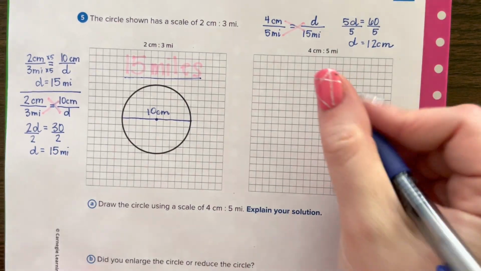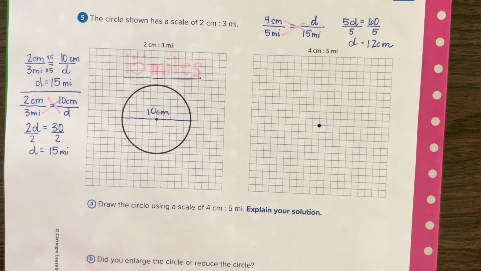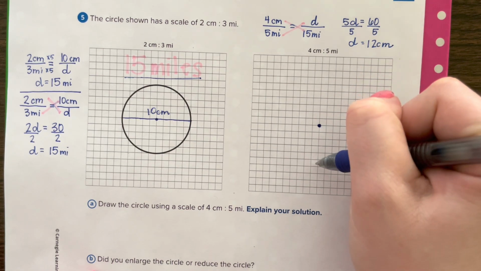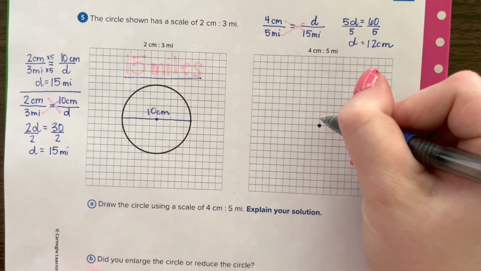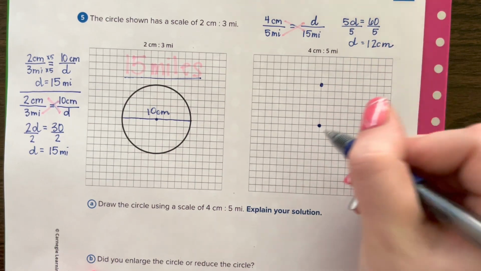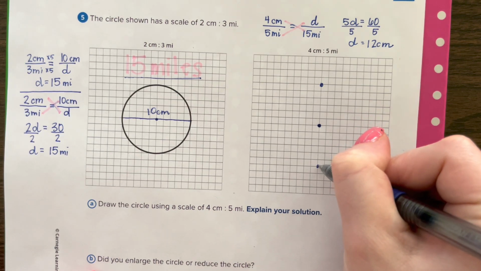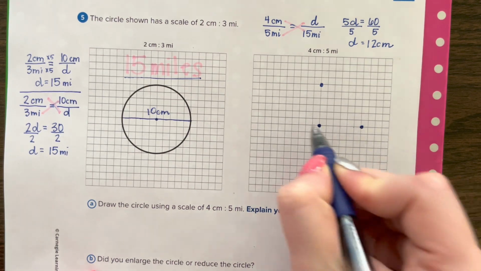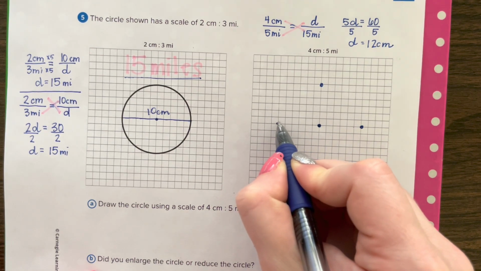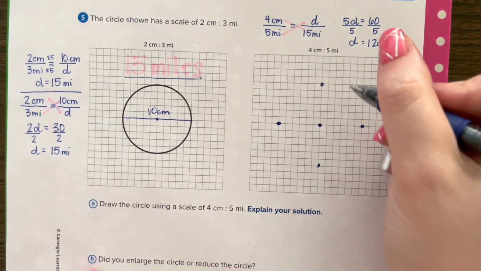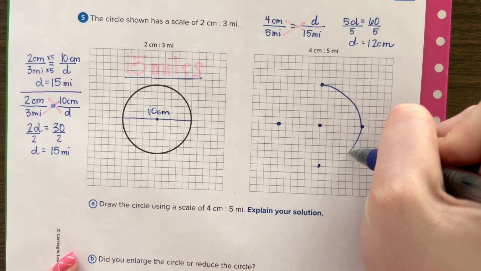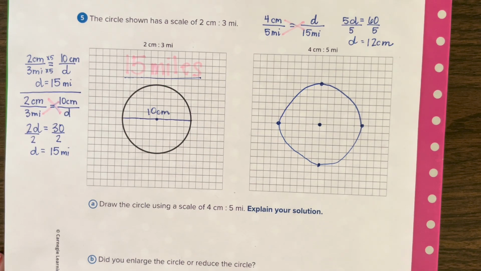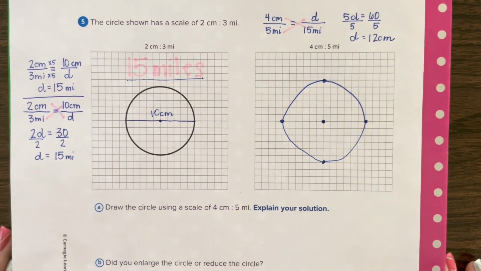So now let's draw our new circle. So I'm going to choose a point. I know the diameter is 12, so I'm going to count up from here 6 and then down 6 so I can get the diameter across as 12. I'm going to do the same thing going left and right. Now that I have the 4 points, I'm just going to do my best to connect and make a circle. It's okay if it's not super duper pretty since we don't have the compasses out.